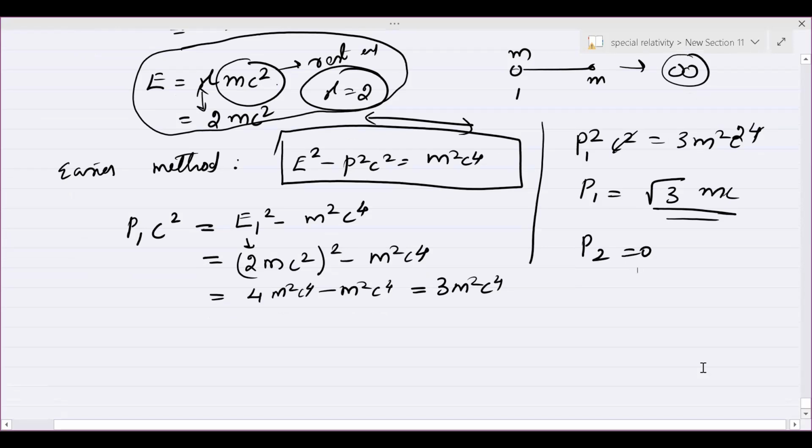Now we are ready to use the energy conservation equation, because we know that E3 has to be equal to E1 plus E2. E1 is given, it is 2 mc squared. Particle 2 was at rest, so its energy is, we'll write it like this.